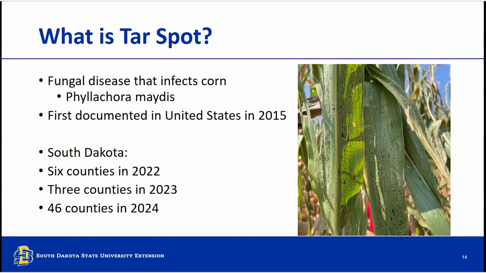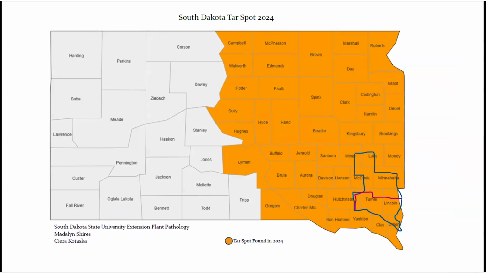But the one disease that I want to take a few minutes to talk about is tar spot. It's relatively new to the United States and South Dakota. It's a fungal disease first documented in 2015 in the United States. In South Dakota, we found it for the first time in 2022 in 6 counties, primarily in the southeast. Then in 2023, we only saw it in 3 counties, which were 3 of those original 6 counties. And then in 2024, crazy things happened because we saw it in 46 counties. So pretty much anywhere from the river on over to the east, we were able to find tar spot. So this was a look at that map.